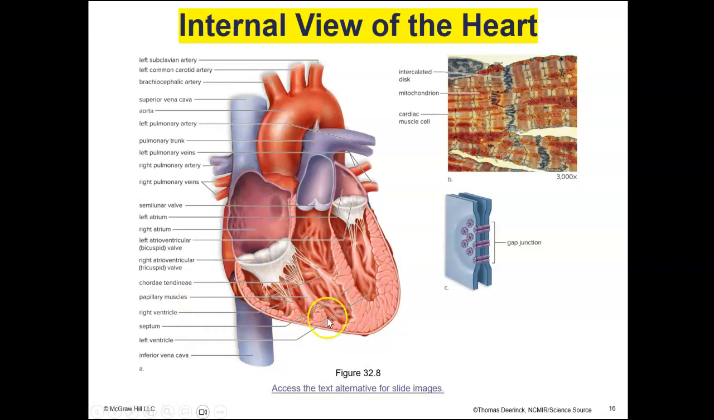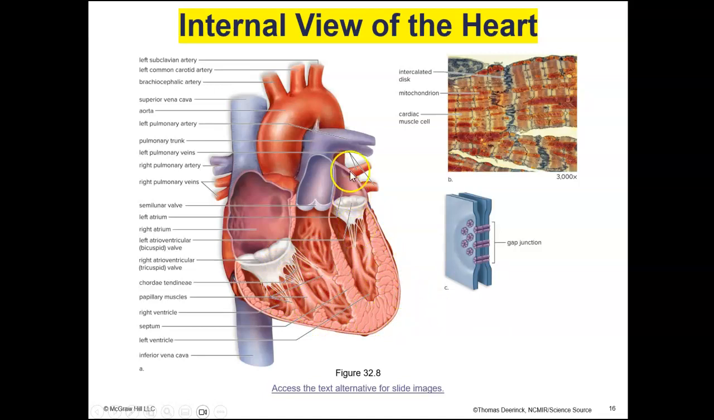In fact, if something happens and the right ventricle fails to work, if it just dies, the left ventricle will compensate for a while because the pumping of the left ventricle actually causes that right ventricle to pump a little bit.